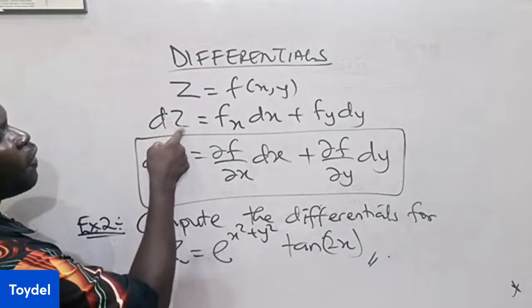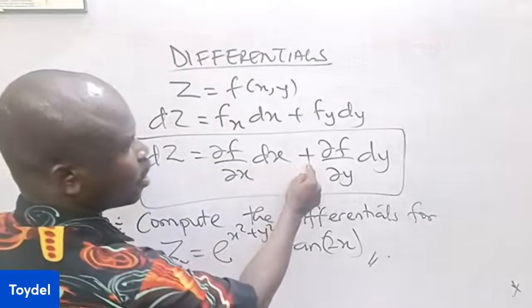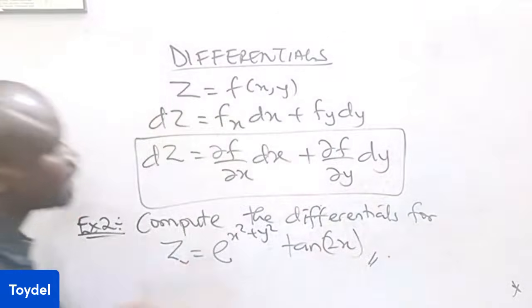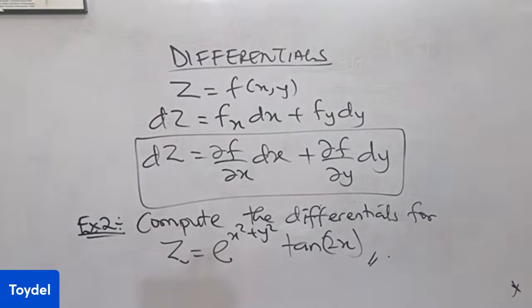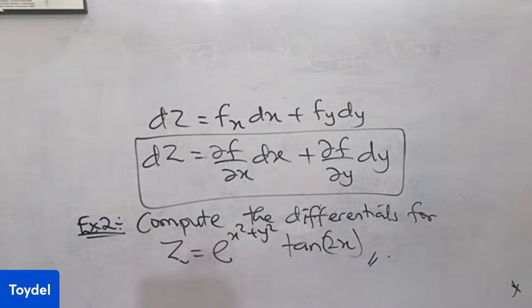Of course, dz, which is the differential, will be the partial derivative of f with respect to x, dx, plus the partial derivative of f with respect to y, dy. And that's all that we want to do. So now let's just write. That is what we are asked to do, and that's what we are about to do now.